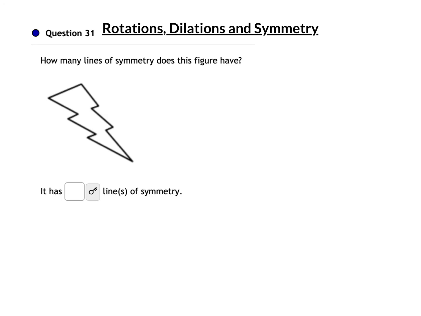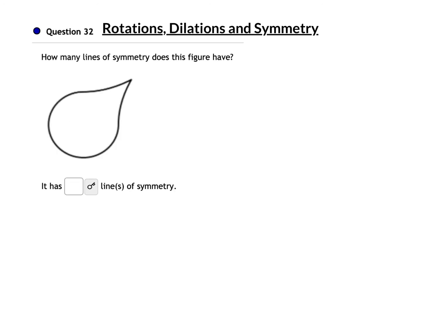Question 31. How many lines of symmetry does this figure have? Well, there's no way to draw a line that I could fold the figure over. This one has 0 lines of symmetry. Question 32. This looks like a tear. Does it have any lines of symmetry? I see one line that I could reflect the figure over and match it up with itself.